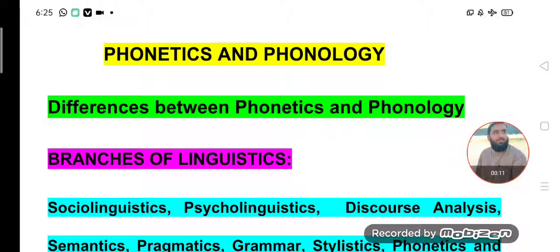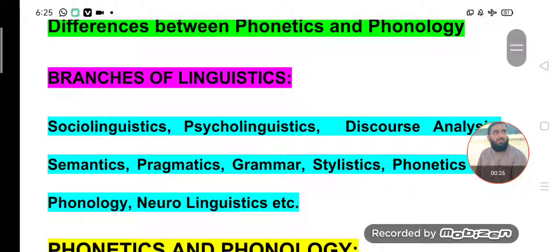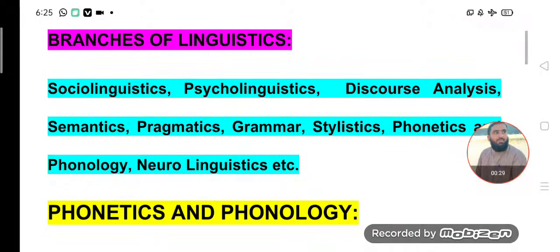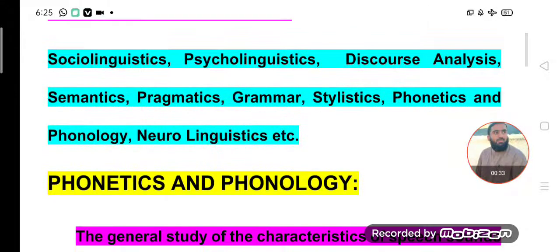In today's lecture, we will be studying phonetics and phonology. The main focus of today's lecture is on the differences between phonetics and phonology. Like we know, we have many branches of linguistics. These are sociolinguistics, psycholinguistics, discourse analysis, semantics, pragmatics, grammar, stylistics, and neurolinguistics. Likewise, we have the two main branches of linguistics. These are phonetics and phonology.